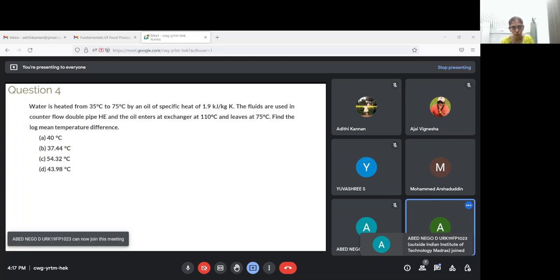So, moving on to question 4. Water is heated from 35 degrees Celsius to 75 degrees Celsius by an oil of specific heat 1.9 kilojoule per kg Kelvin. The fluids are used in a counter flow double pipe heat exchanger, and the oil enters the exchanger at 110 degrees Celsius and leaves at 75 degrees Celsius. Find the log mean temperature difference. So how do you proceed with this? Now that you know what an LMTD is, how do you proceed?